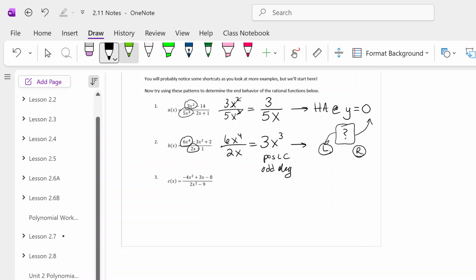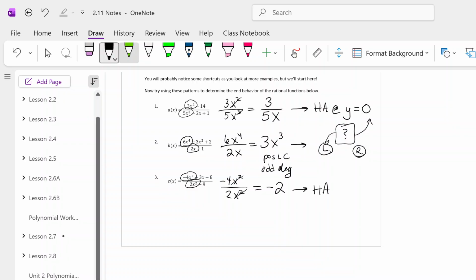And then lastly, number 3, we're looking at this negative 4x squared leading term and this 2x squared leading term. We're going to reduce negative 4 over 2 becomes negative 2. X squared divided by x squared cancels. So we're left with a constant. So our horizontal asymptote is going to approach this y value at negative 2.